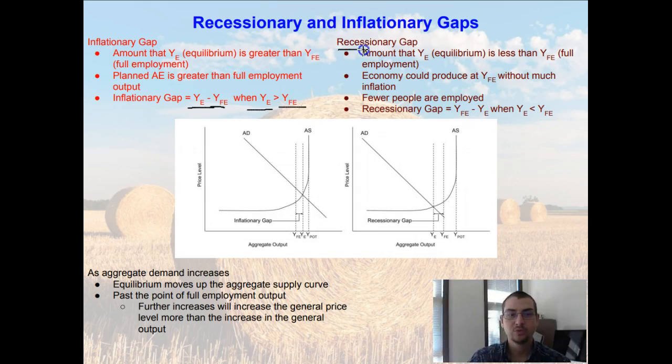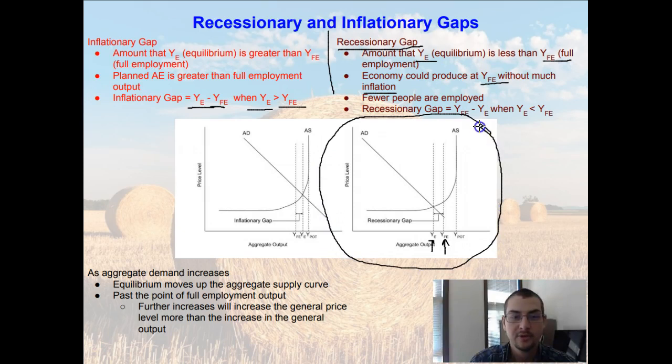On the other hand, we have this recessionary gap. More or less along the same lines, it's a mirror image of the inflationary gap. It's the amount that the equilibrium is less than full employment. So this recessionary gap is when the economy could produce at YE without much inflation, or YFE. So what that means is we're not at full employment. And we can see down here, here's full employment, and here is equilibrium. This particular economy right here is not even operating at full employment.